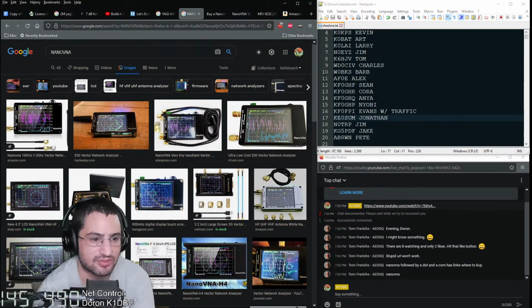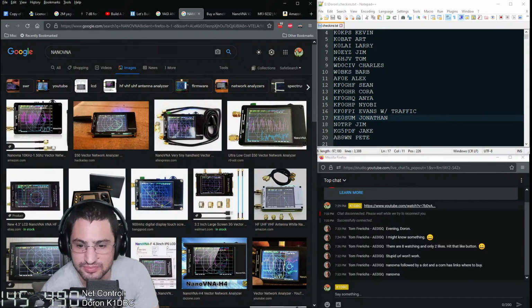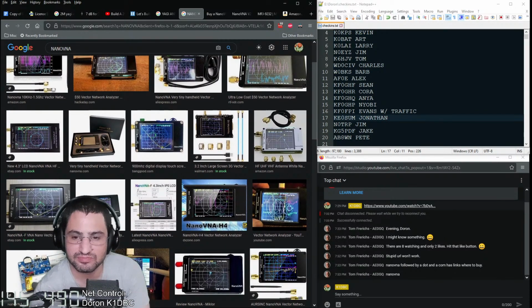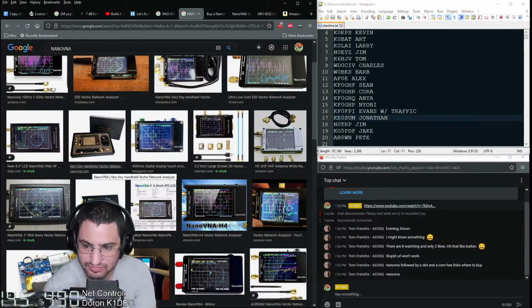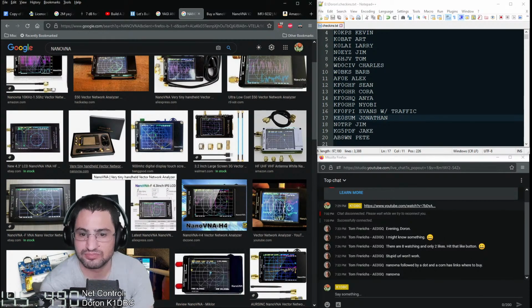But sometimes, when you're dealing with a multi-band antenna or just something you don't know anything about at all, that graph on that NanoVNA is super cool.